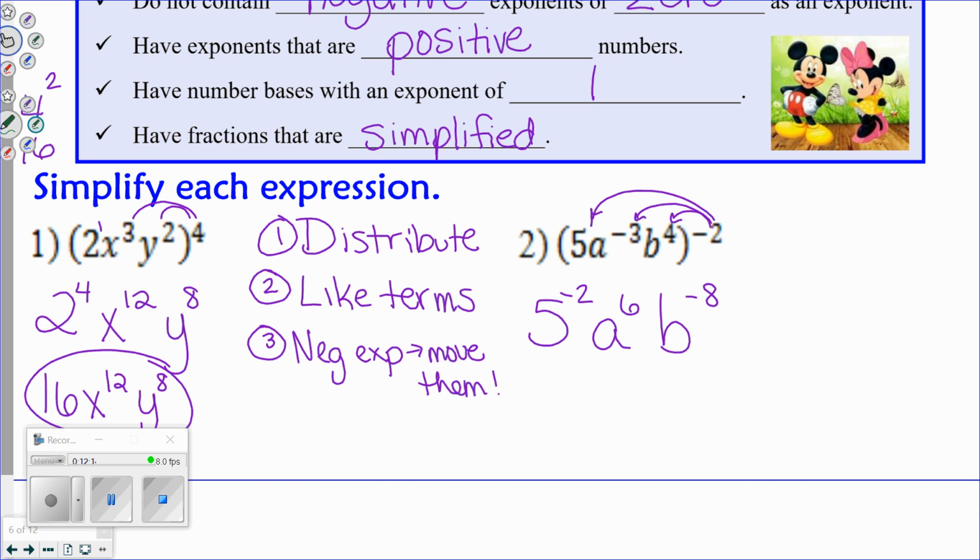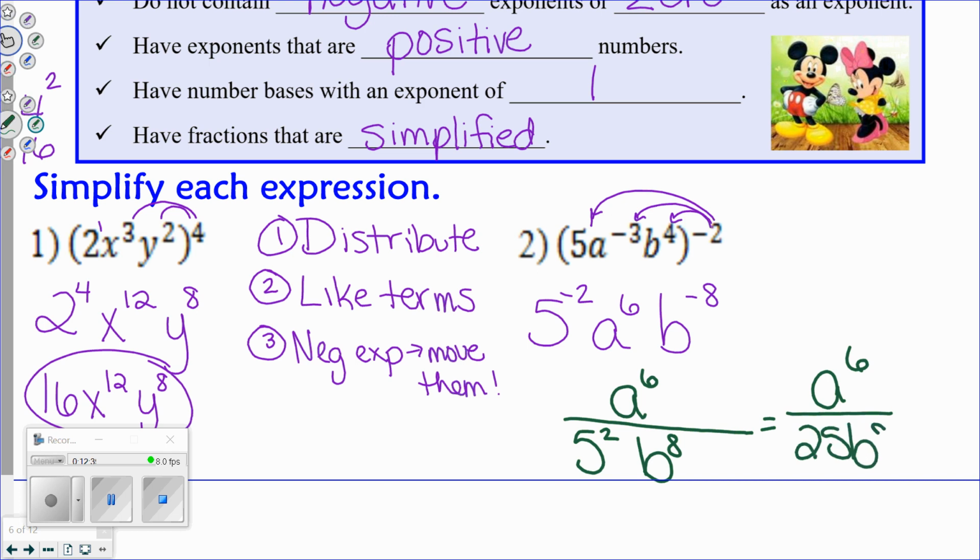It's okay. All right, so what needs to move? Good. So that becomes 5 squared, and the b to the 8. What happens to the a? Stays on top. He doesn't need to move. Yay, good. Circle it, done. Simplify. 5 squared, 25. So we have a to the 6 over 25 b to the 8.